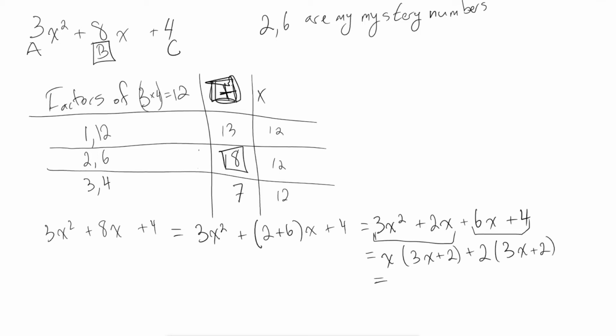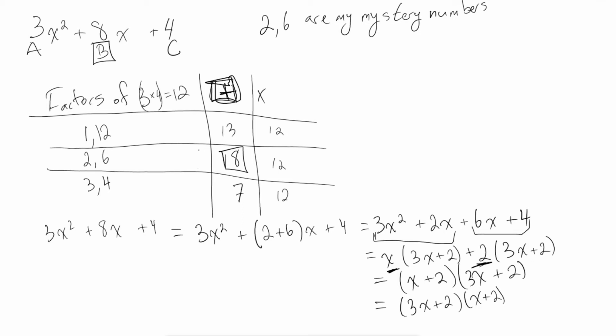Which is the same, if you remember our rules or what we did last time, as x plus 2. So I put this one plus that one multiplied by 3x plus 2, which is my answer. Though by convention, usually we have the biggest number first. So we would usually write this as 3x plus 2 multiplied by x plus 2.